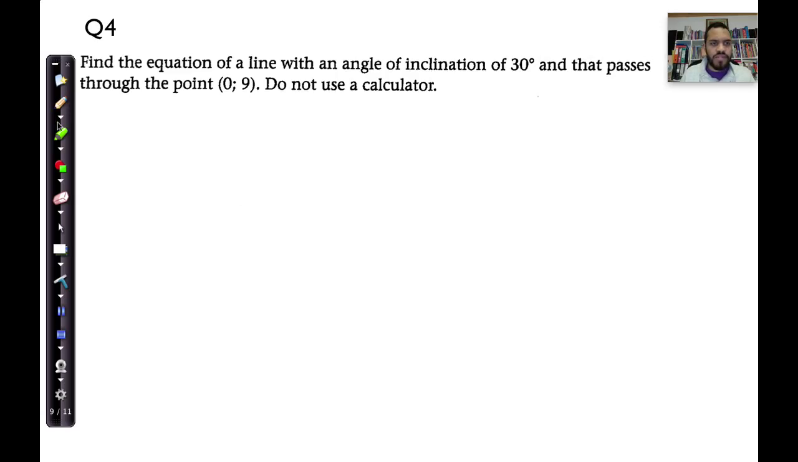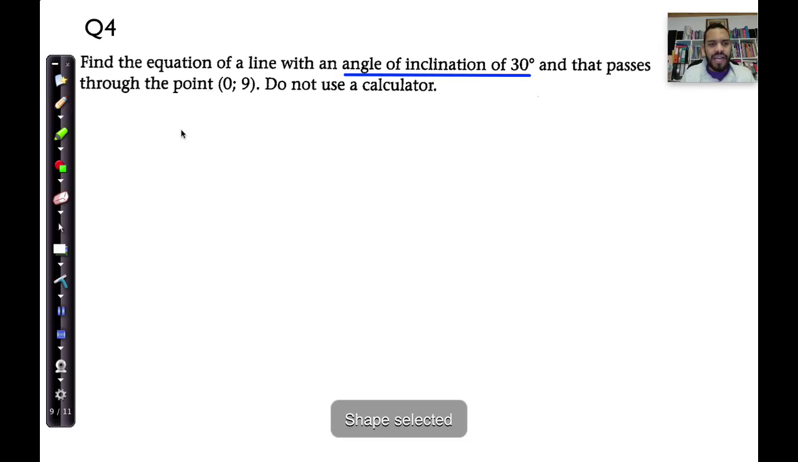Okay, so my pen is responding. Now, there's some terminology here that we need to get through. And what is that terminology? Well, it says angle of inclination. I want to spend a little bit of time on angle of inclination. So what exactly is the angle of inclination?